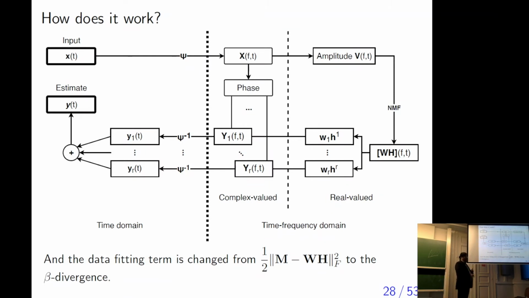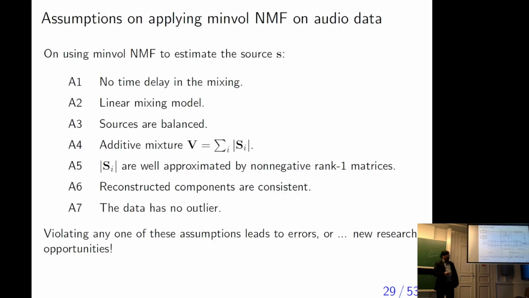So in order for NMF to work in this aspect, there are quite a lot of assumptions you need to make. Other than that, the data fitting term is actually not the Frobenius norm, but something called data divergence. In the thesis and in this presentation, I'm not going to talk about the data divergence because that's actually the main work of my colleagues. So I just treat it here as an application.